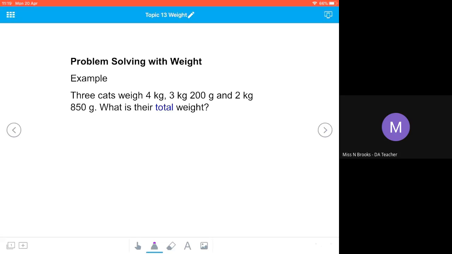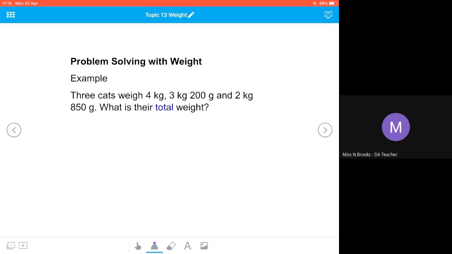So, what if we want to do some problem solving with weight? An example here: we've got 3 cats, and they weigh 4 kilograms, 3 kilograms and 200 grams, and 2 kilograms and 850 grams. What is their total weight? Well, the easiest thing to do is convert them all into grams only before you start.